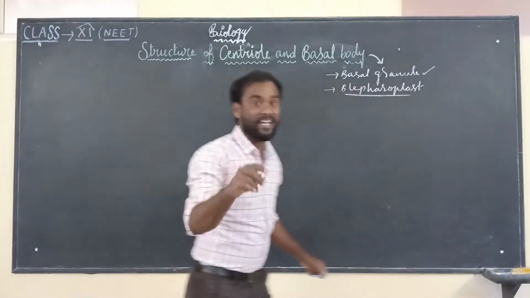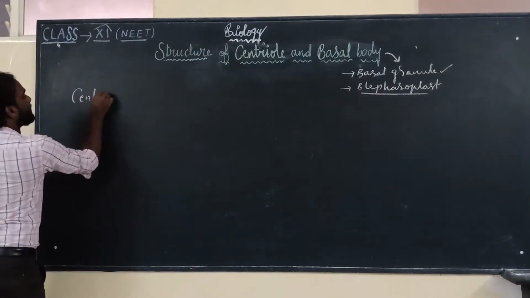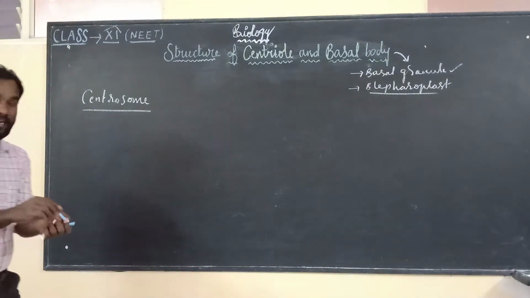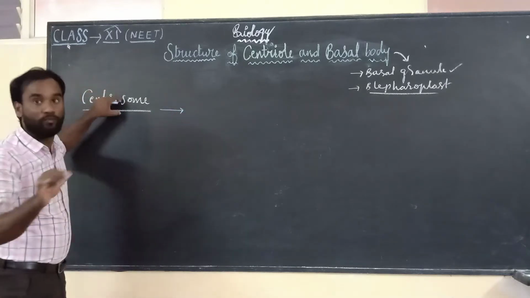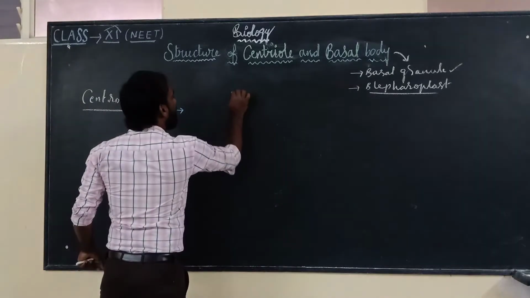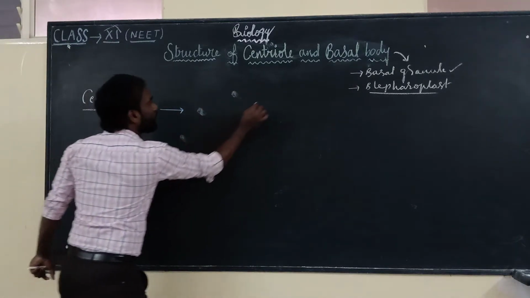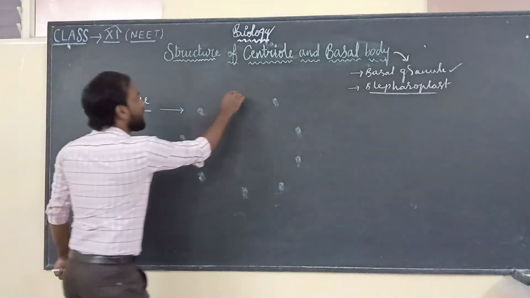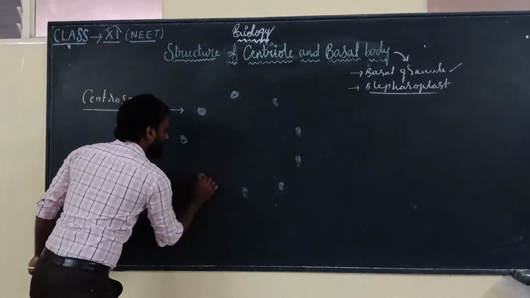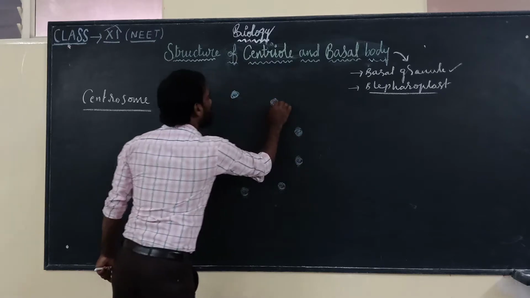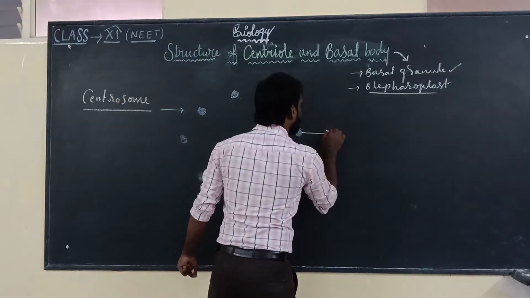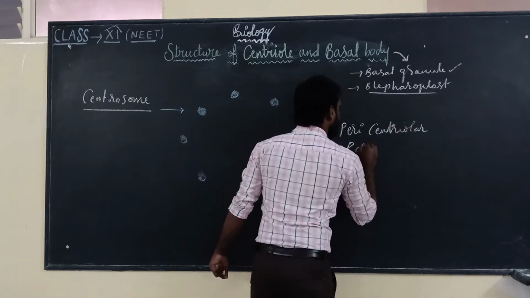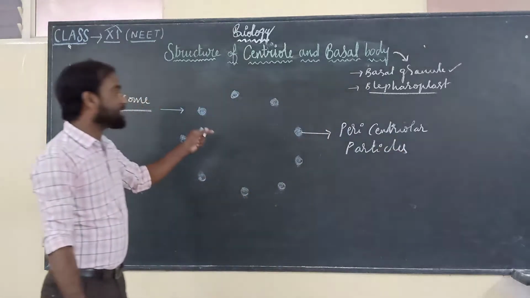Centrioles are present in the centrosome. How they are present, let us see. If you take the structure of a single centrosome, each centrosome has 9 pericentriolar particles. What are these called? These are called pericentriolar particles. They have 9 pericentriolar particles.